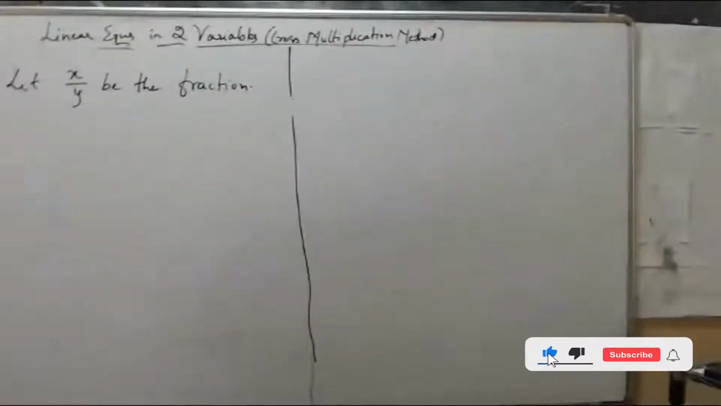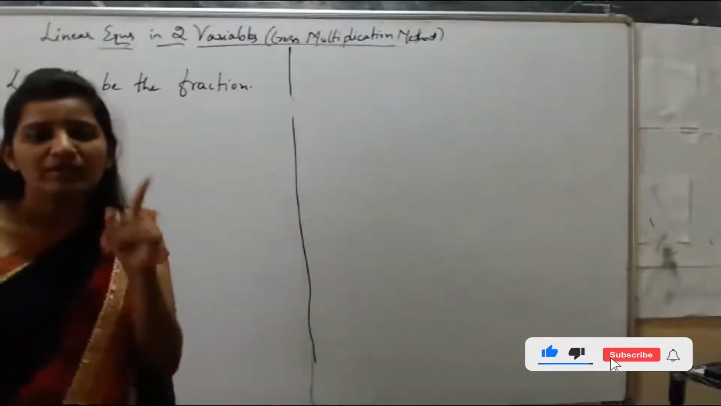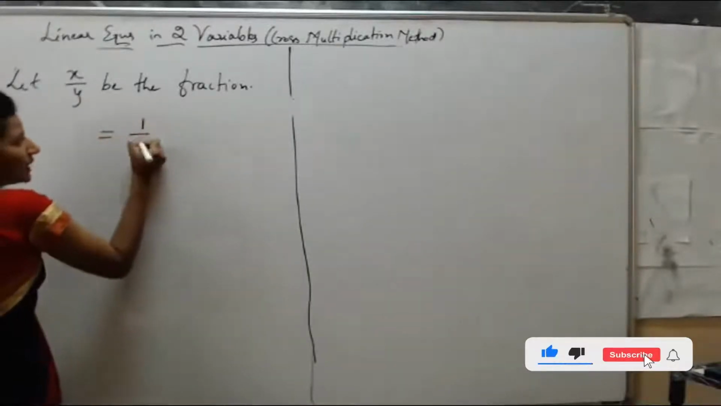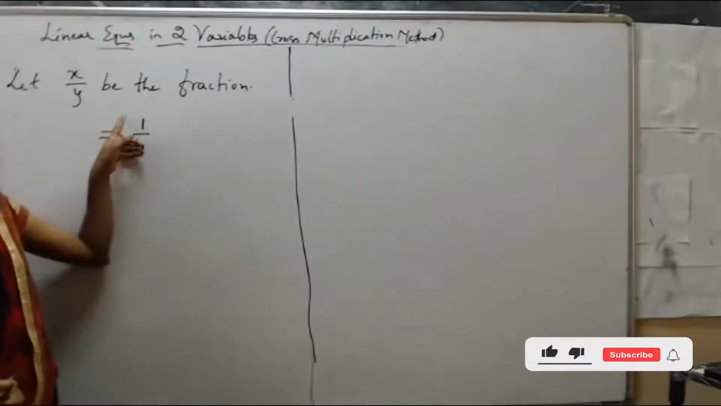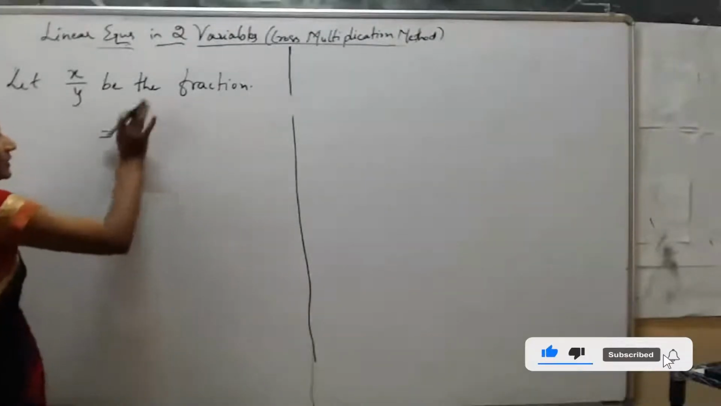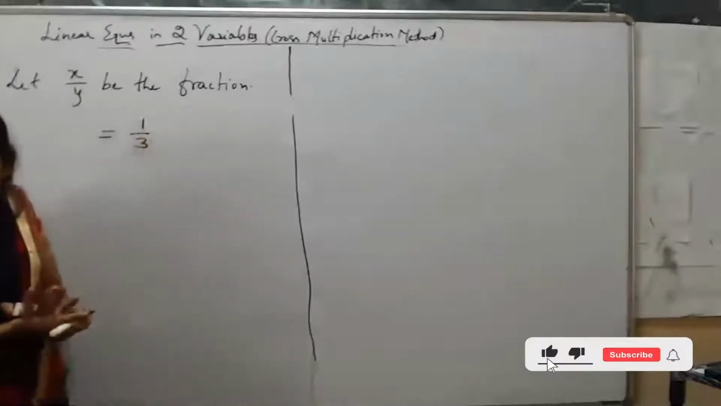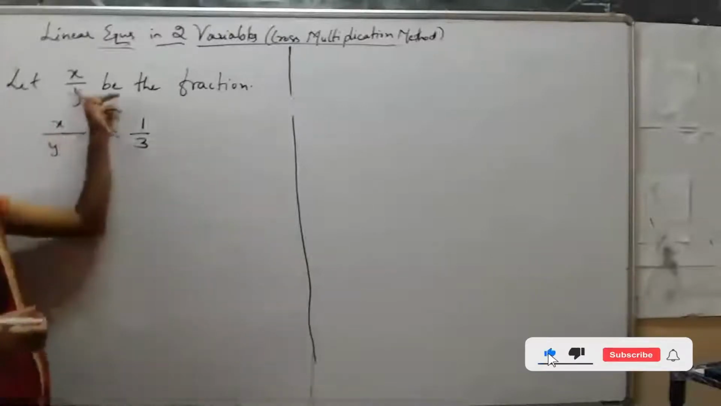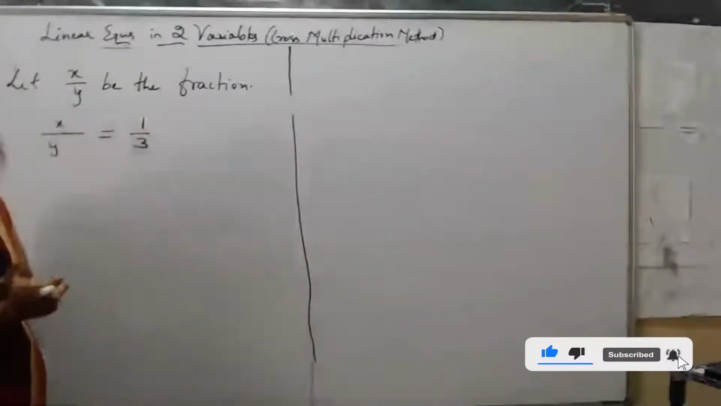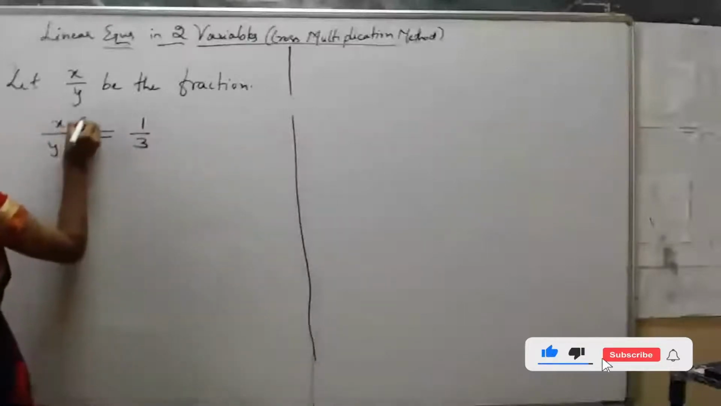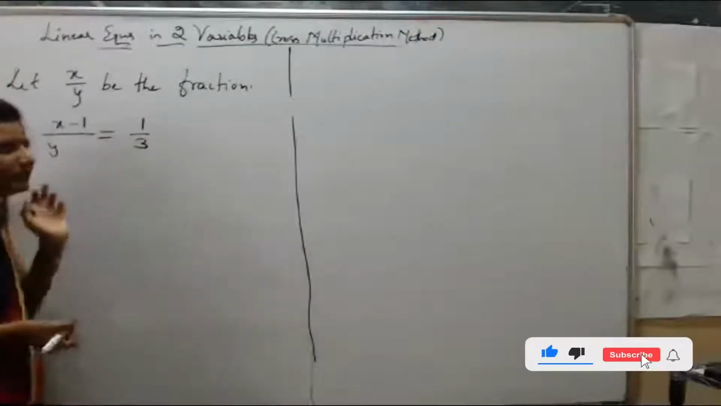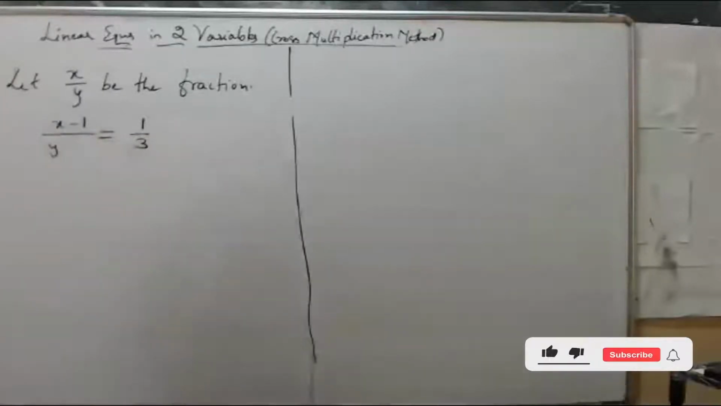Now, what is the given? A fraction becomes 1 by 3 when 1 is subtracted from the numerator. This is the statement 1. See here, I am writing the statement 1. When we have taken this as the fraction, when 1 is subtracted from the numerator, finish. This is your equation.